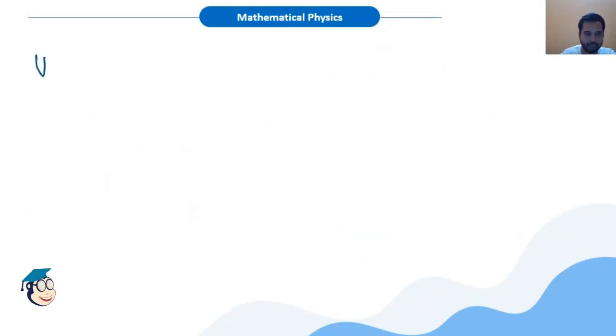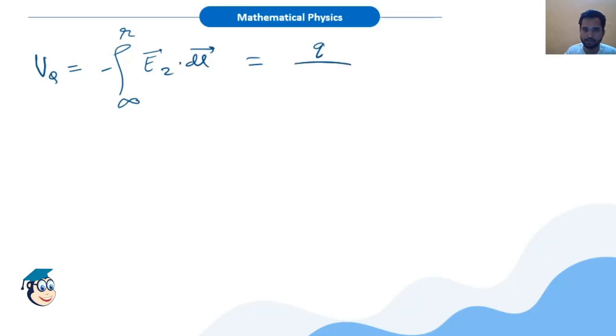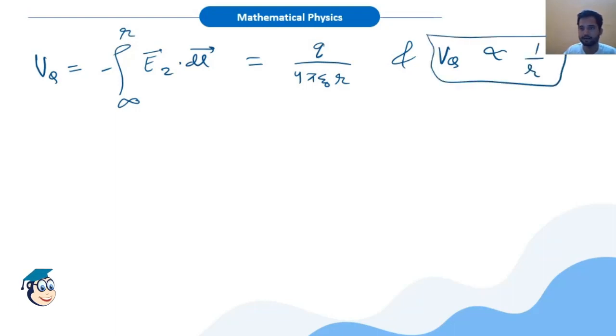Let me write potential at Q is equal to integral from infinity to some r of E2 dot dl. So we won't encounter E1 in this case. And after integrating, we know E2 and we know how to integrate. After integrating, we will get Q divided by 4 pi epsilon naught small r, which you can easily see V_Q is inversely proportional to r. It will decay while we increase the r.